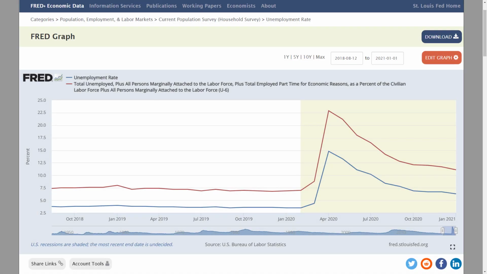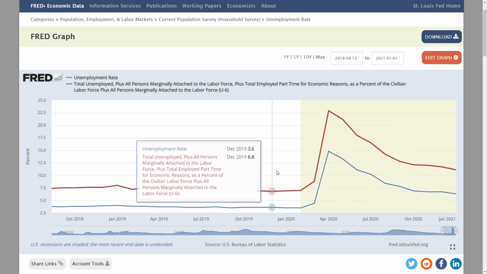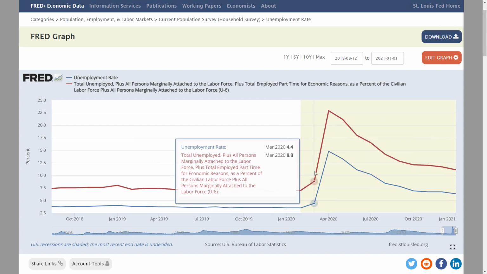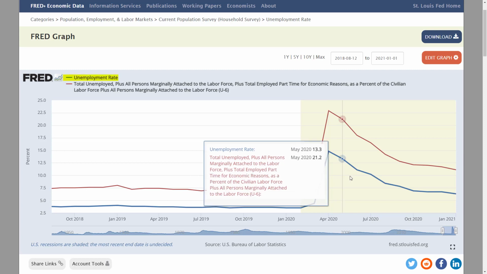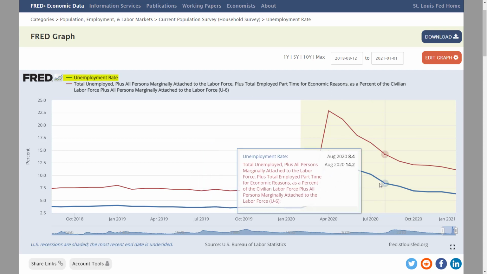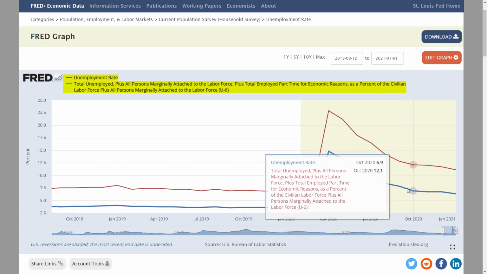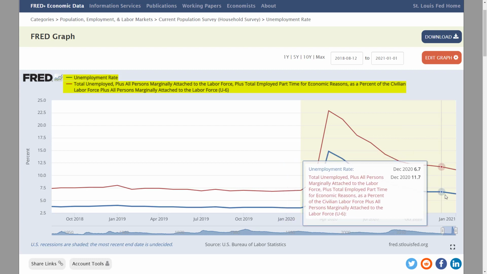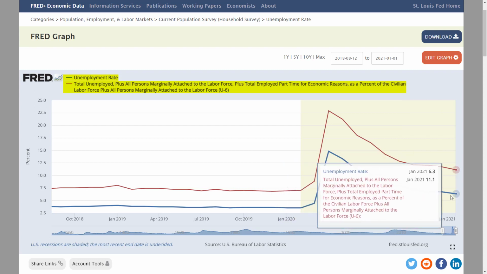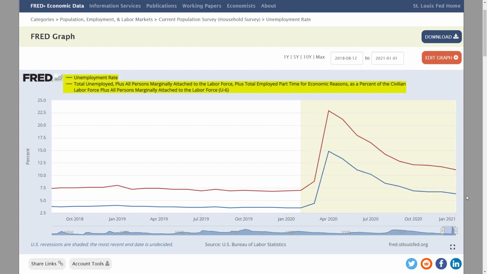Next, let's look at some economic charts and see if the current data matches the story of sky-high inflation. First up, let's look at unemployment. The official unemployment rate is 6.3% as shown in the blue line. The U6 unemployment rate displayed in the red line is 11.1%. The U6 unemployment rate is more inclusive of people that are marginally employed or underemployed due to economic reasons.